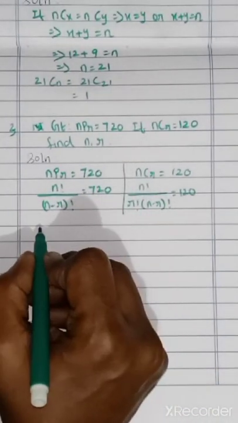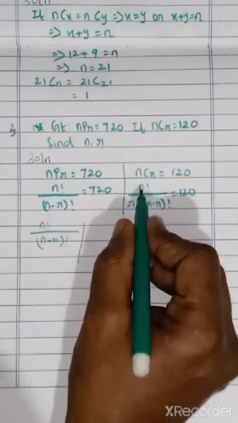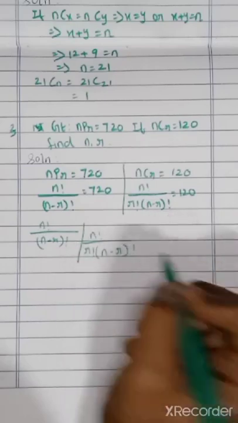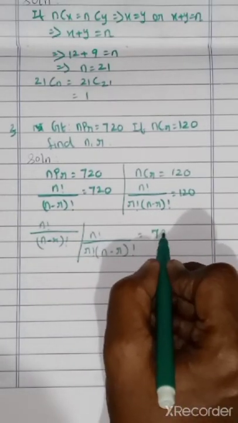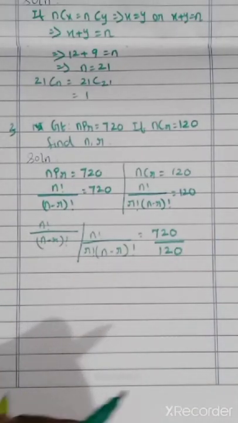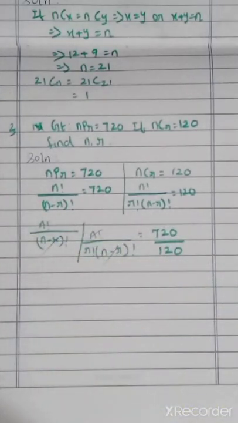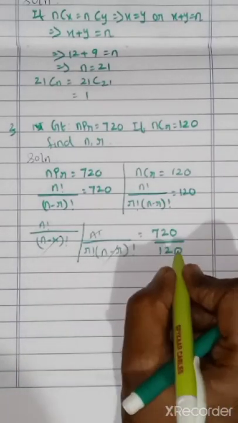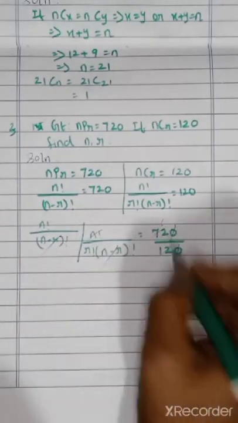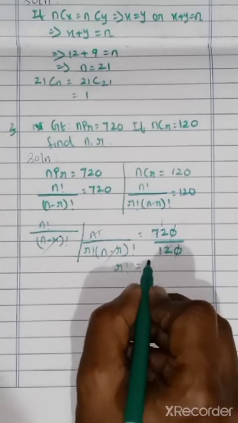Okay, so that is n factorial by n minus r factorial divided by n factorial by r factorial into n minus r factorial, which is equal to 720 by 120. Okay, so n factorial cancels, n minus r factorial cancels, and similarly here the 0 and 0 cancel, and this is 6 times, so only r factorial is remaining. Taking it to the numerator, you will get r factorial, which is equal to 6.